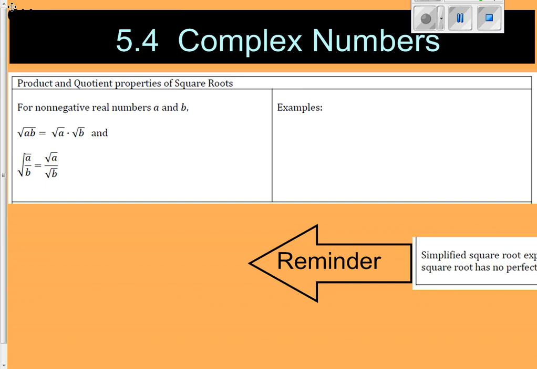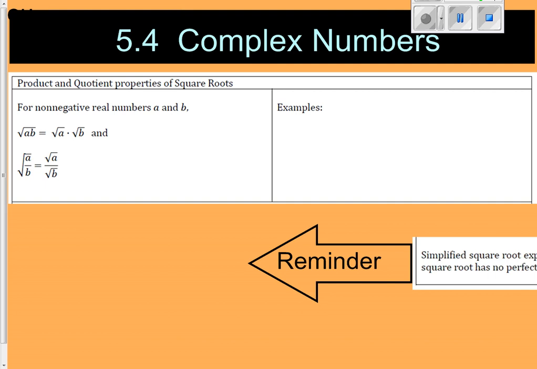Remember, we're dealing with everything quadratic, which means everything with a square root, or everything that is being squared. The opposite of squaring is the square root. So we need to talk a little bit about square roots and what can and does, in fact, happen when you deal with square roots.